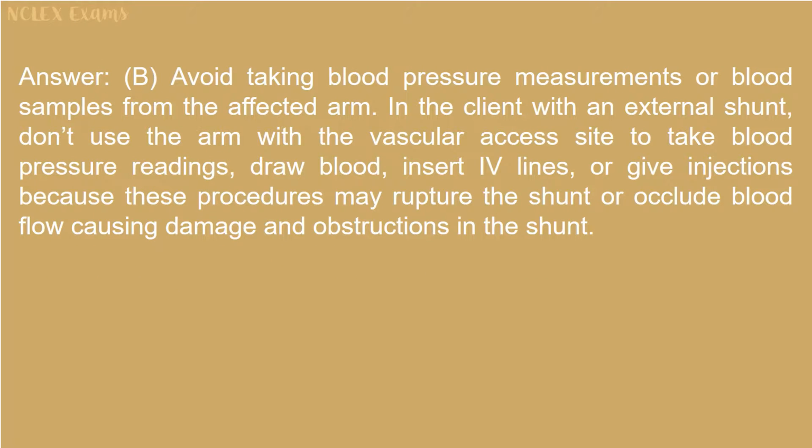Answer: B. Avoid taking blood pressure measurements or blood samples from the affected arm. In the client with an external shunt, don't use the arm with a vascular access site to take blood pressure readings, draw blood, insert IV lines, or give injections because these procedures may rupture the shunt or occlude blood flow, causing damage and obstructions in the shunt.